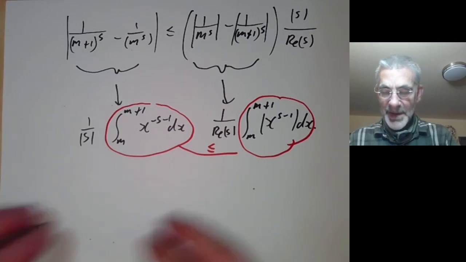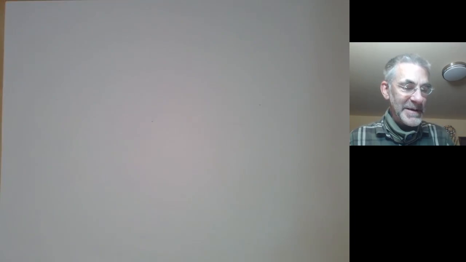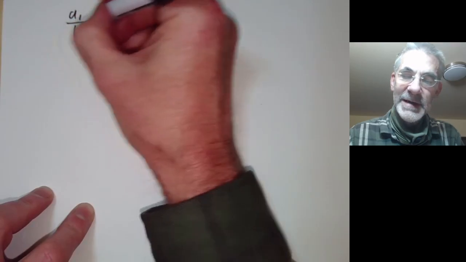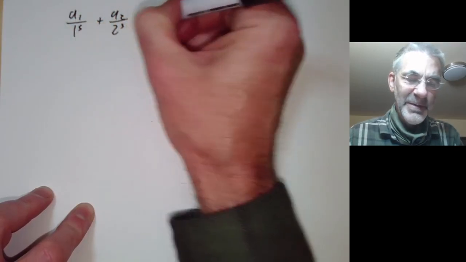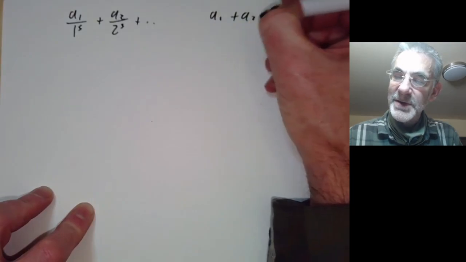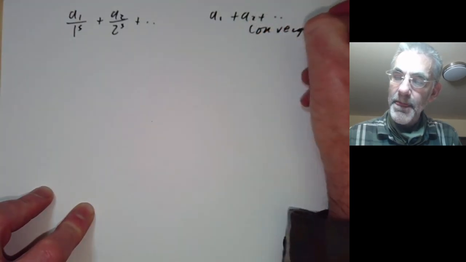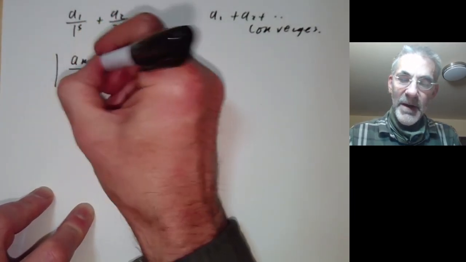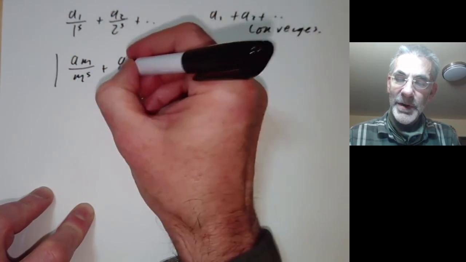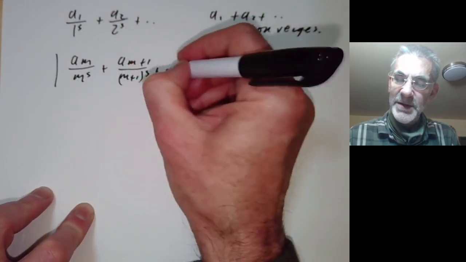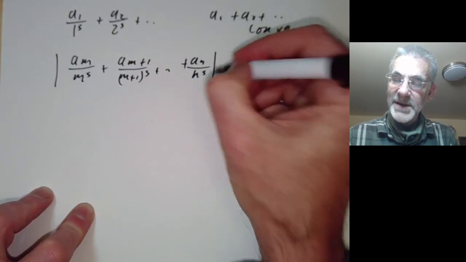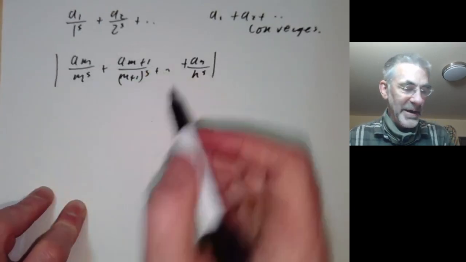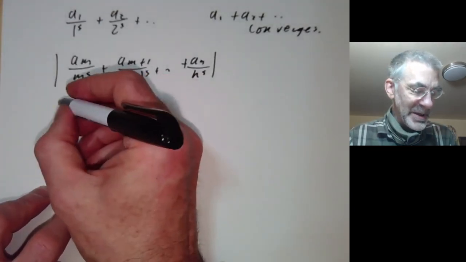Now we can combine these two results to get an estimate for the tail end of a Dirichlet series. So we're looking at a1 over 1 to the s plus a2 over 2 to the s and so on. And we know that a1 plus a2 and so on converges. So what we need to estimate are things like am over m to the s plus am plus 1 over m plus 1 to the s and so on plus an over n to the s. So in order to prove uniform convergence, we've got to get a good estimate for this term, and we can estimate it using Abel's theorem.